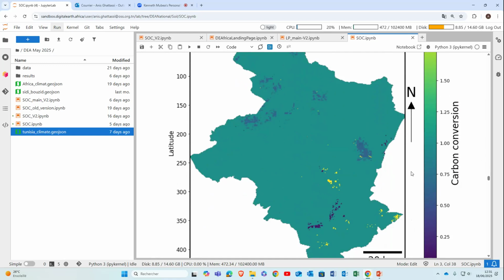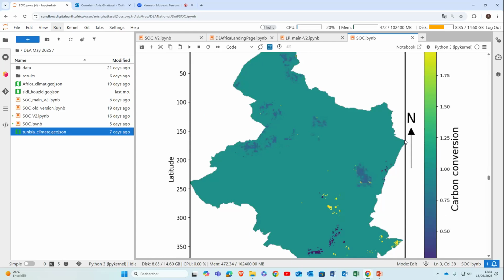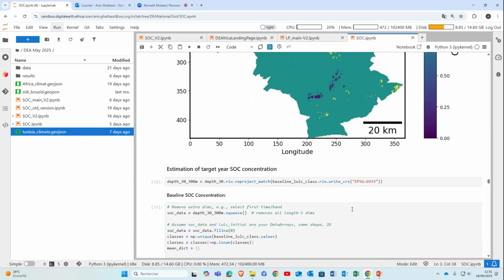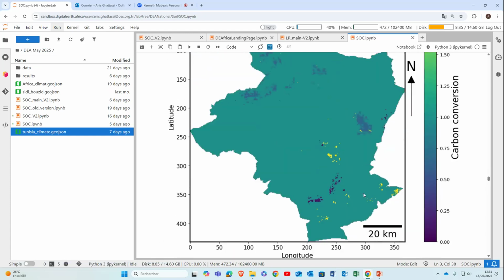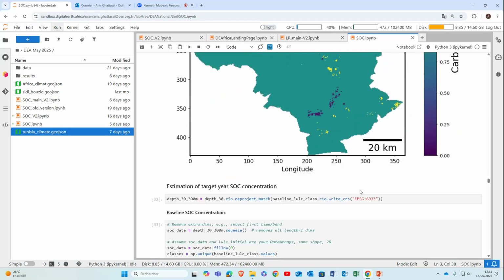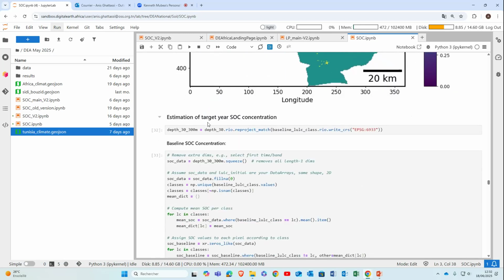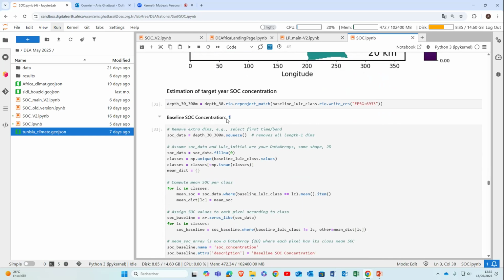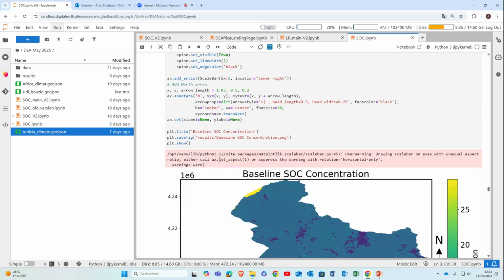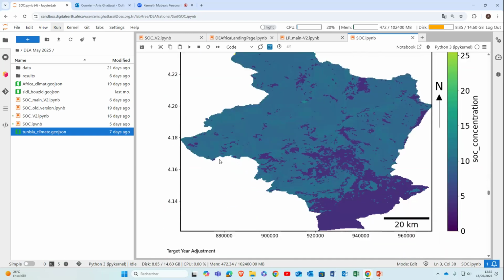So this map here presents the carbon conversion based on this matrix and based on the 3 sub-indicators for the soil organic carbon. And then we estimated the target year here. We estimated the soil organic carbon concentration for the target year, and then we do the same thing for the baseline period. As a result, we obtained two maps here.